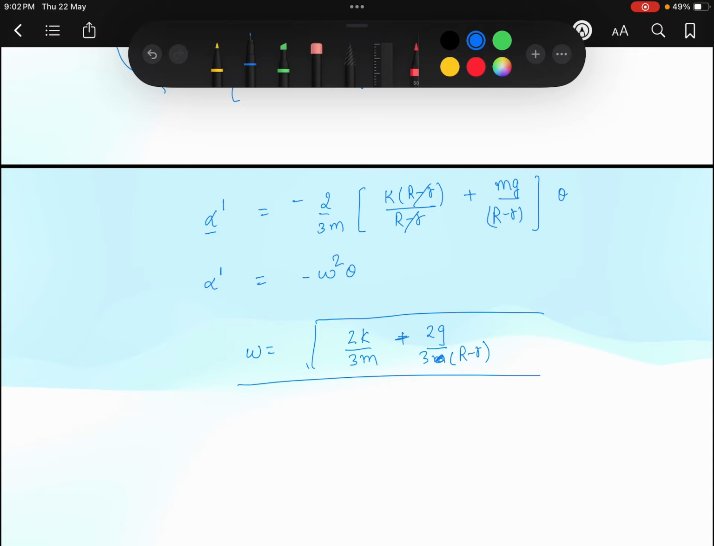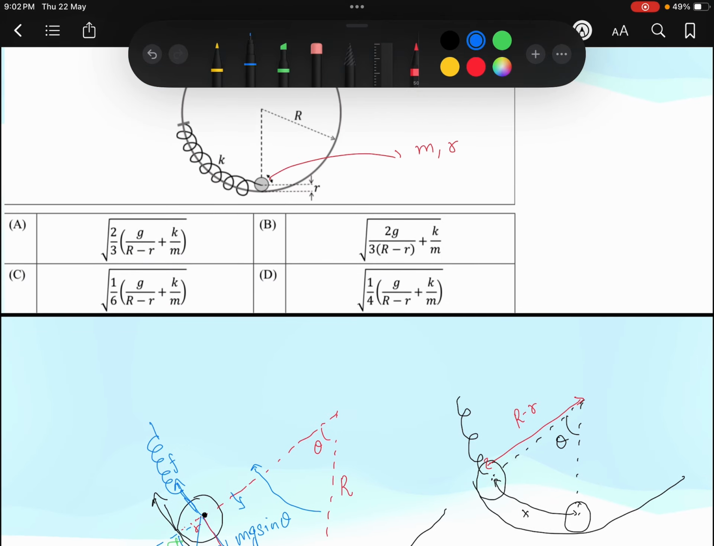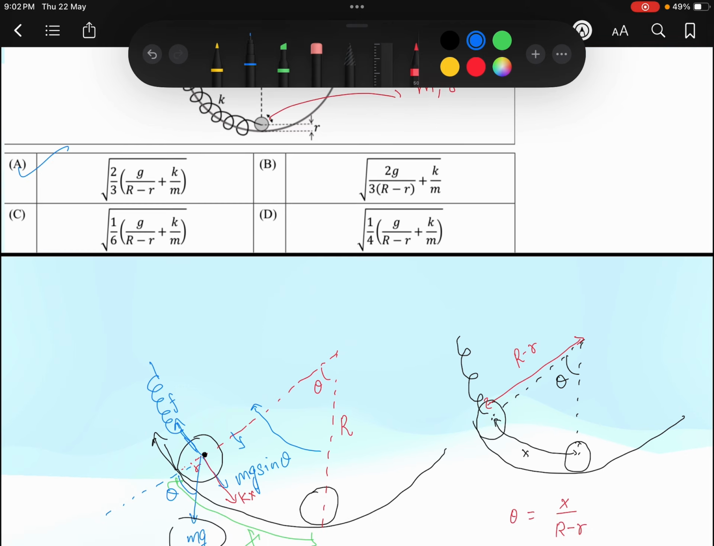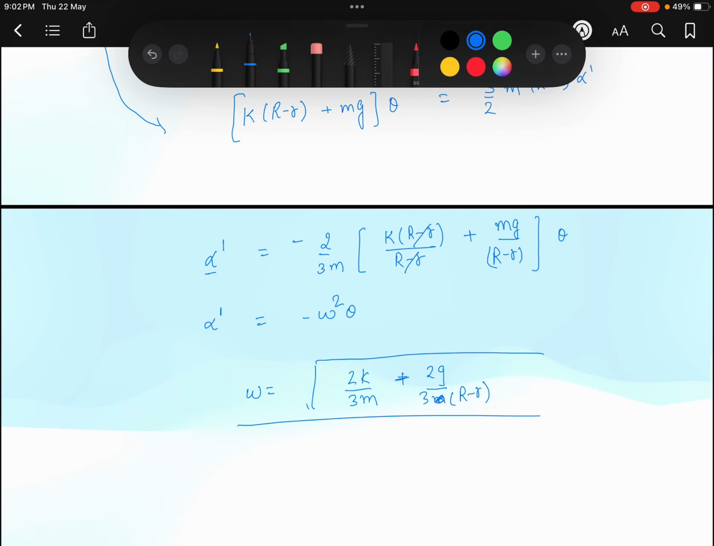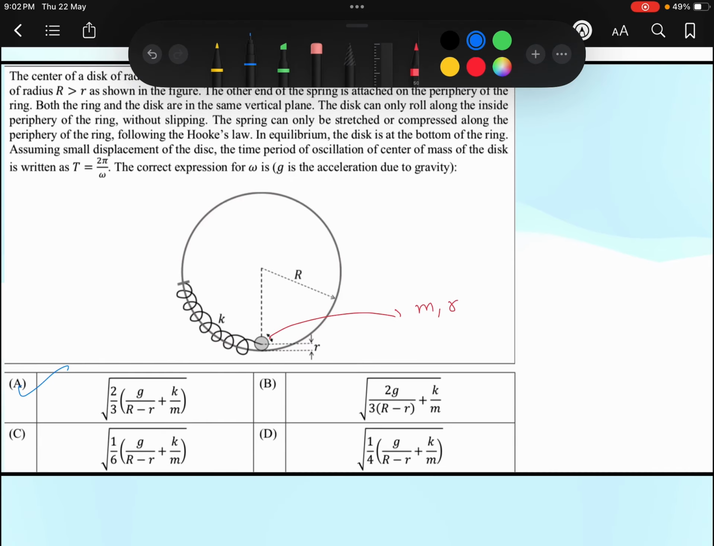Okay, so this is the answer we are getting, and this type of answer we have to match in the options. So here the answer we will be getting is option number A, that is the correct answer. 2 by 3 g divided by capital R minus small r, so this is the correct answer we are getting here. So option A is correct.